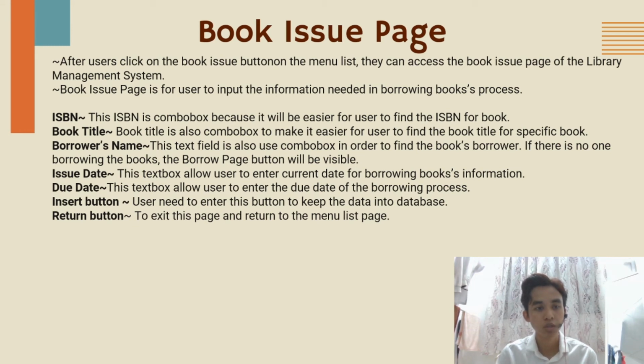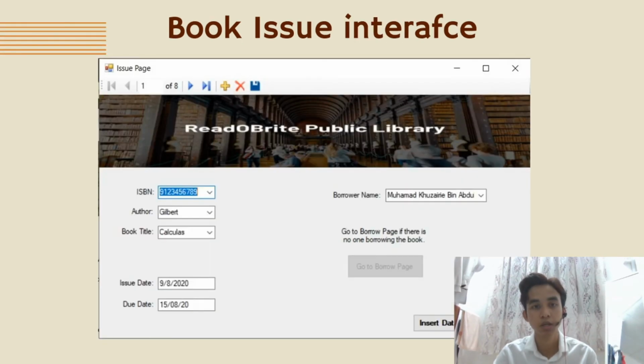Next, we have issue date and due date. They both will be text boxes so that the user can enter the current date or due date for the borrowing process. Next, we have the insert button. The user needs to press this button to keep the data in the database. And lastly, the return button is to exit this page and return to the menu page. Here we have the interface of the book issues.